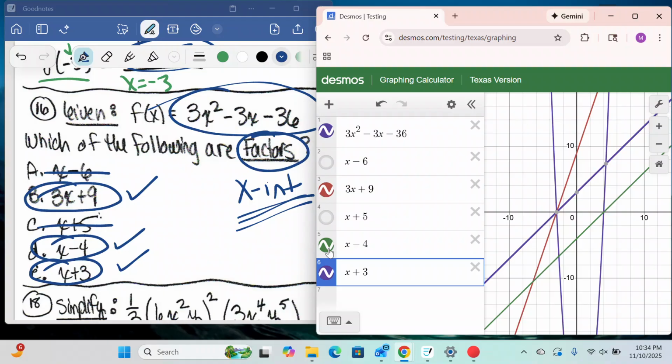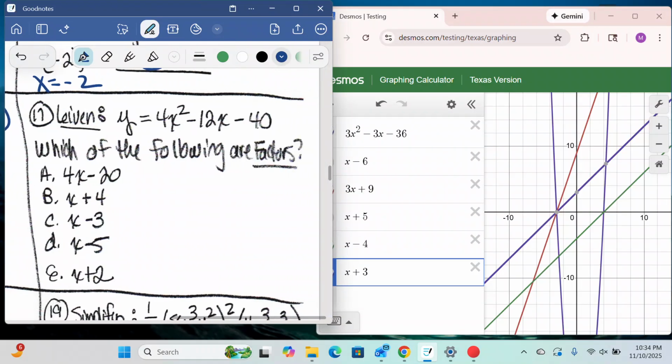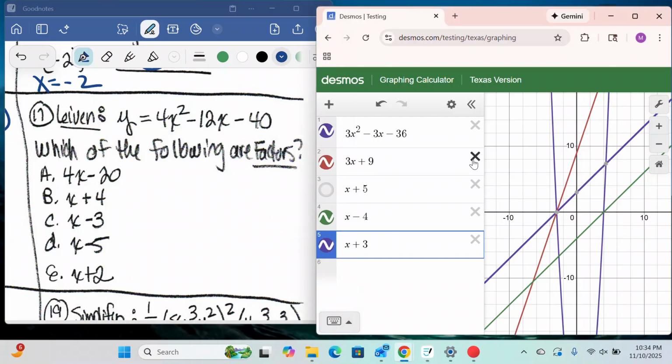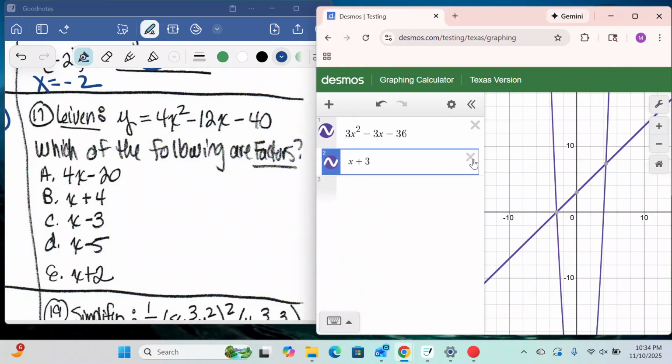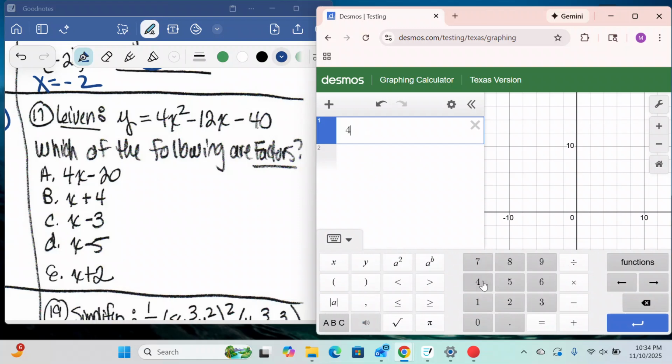Which of the following are factors? Do they pass through the x-intercept? Yes, they are factors. And then I'm going to do the last one. So again, if you want to try that one, pause it and then do the work on it to see which ones are factors. You can go ahead and pause it at this time. But let me go ahead and work straight through it. So then I'm going to input x squared minus 12x minus 40.